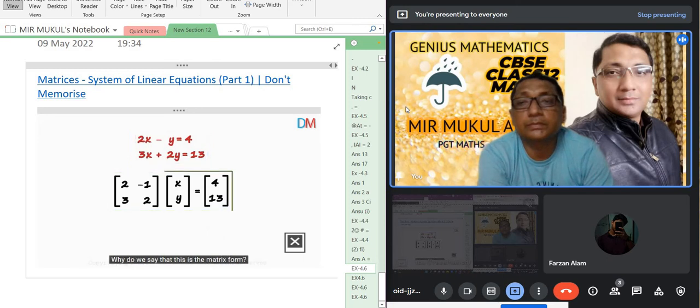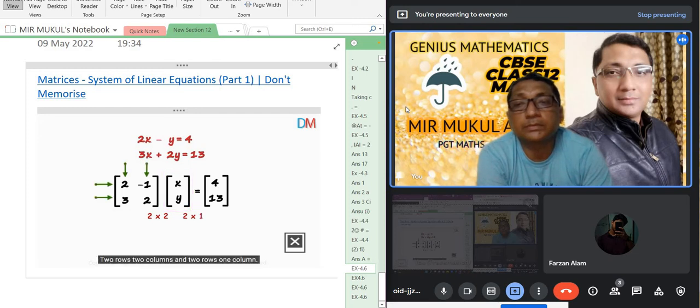Why do we say that this is the matrix form? We will know why when we multiply these two matrices. Do you remember multiplication of matrices? To know if two matrices can be multiplied, we need to check their order. The order of this matrix is 2 by 2, and that of this one is 2 by 1. 2 rows, 2 columns, and 2 rows, 1 column. As the second and the third numbers are the same, these matrices are compatible for multiplication.